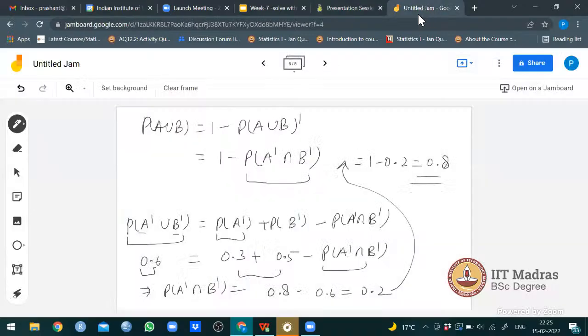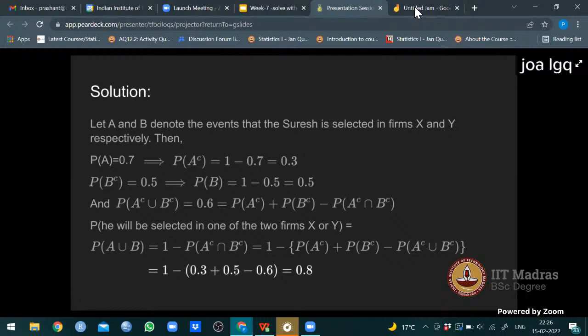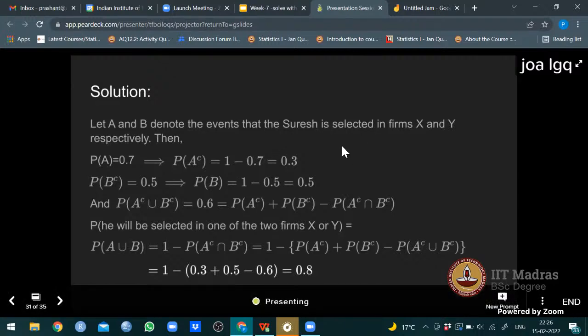Yes, sir. Now it's clear to everyone. Sir, I did it like a Venn diagram. X is 0.7, accepted, not rejected, selected. And Y is rejected 0.5, so accepted 0.5. I took it like that, and both rejected is 0.6, so accepted 0.4. So we can write in the common part 0.4. And so 0.7 minus 0.4 is 0.3 for X, and for Y 0.1 will come. So these three we can add together and we'll get the answer.